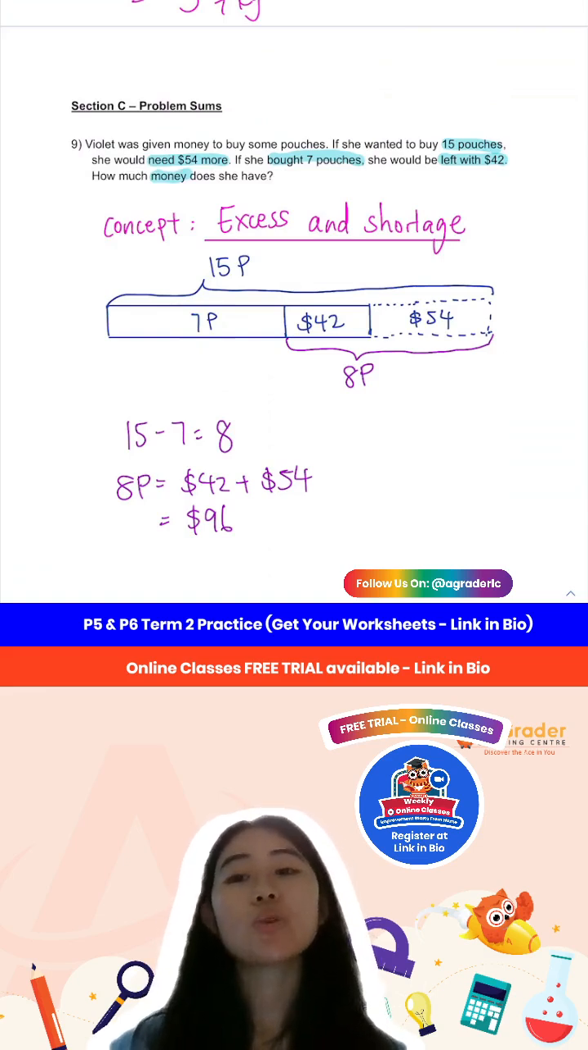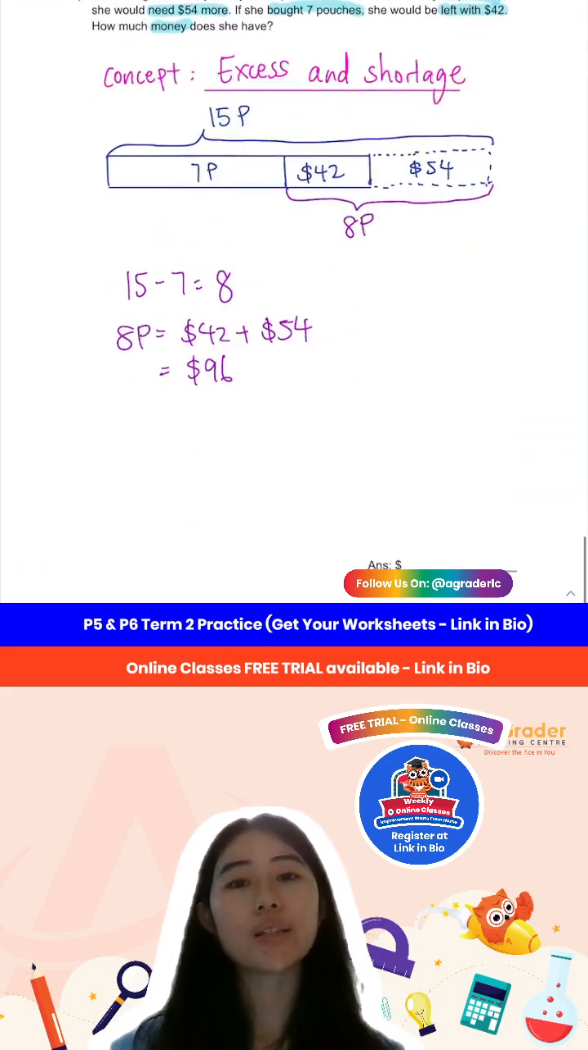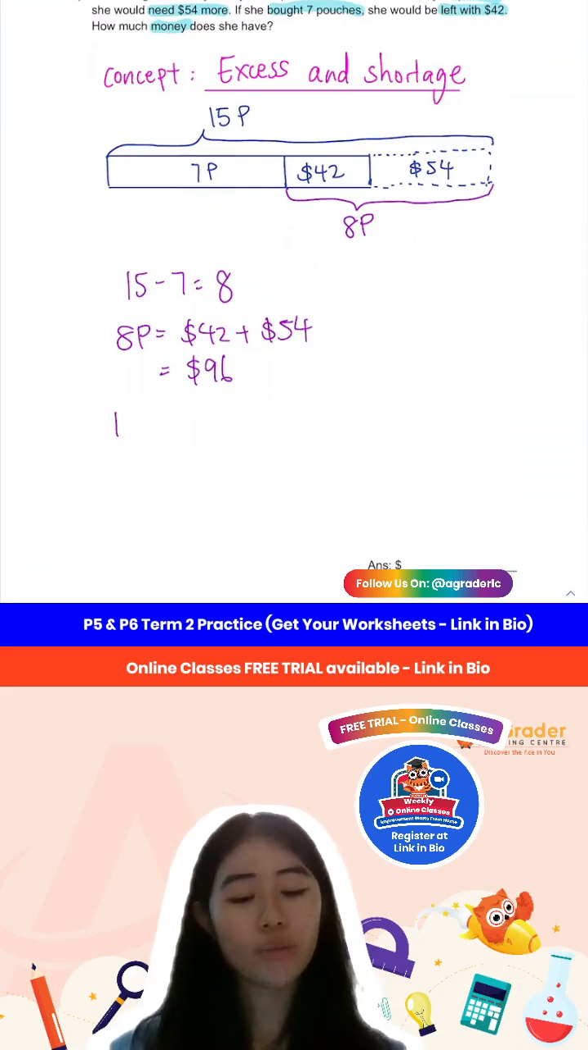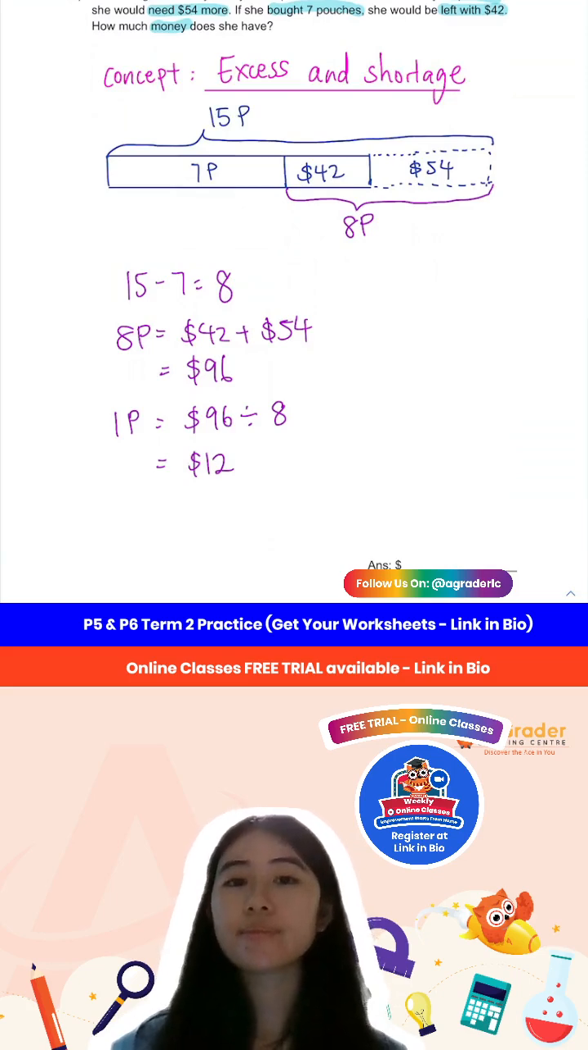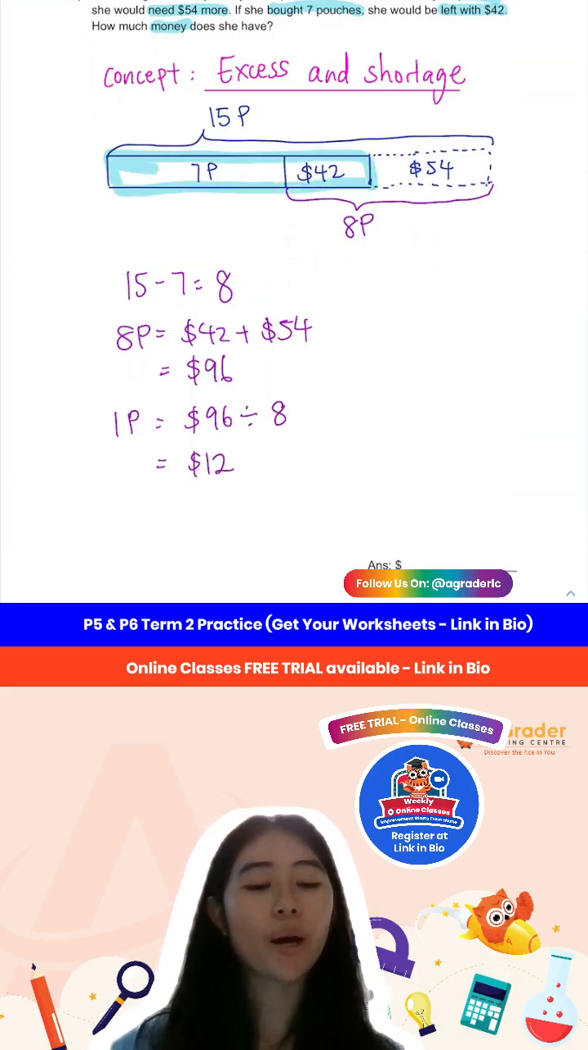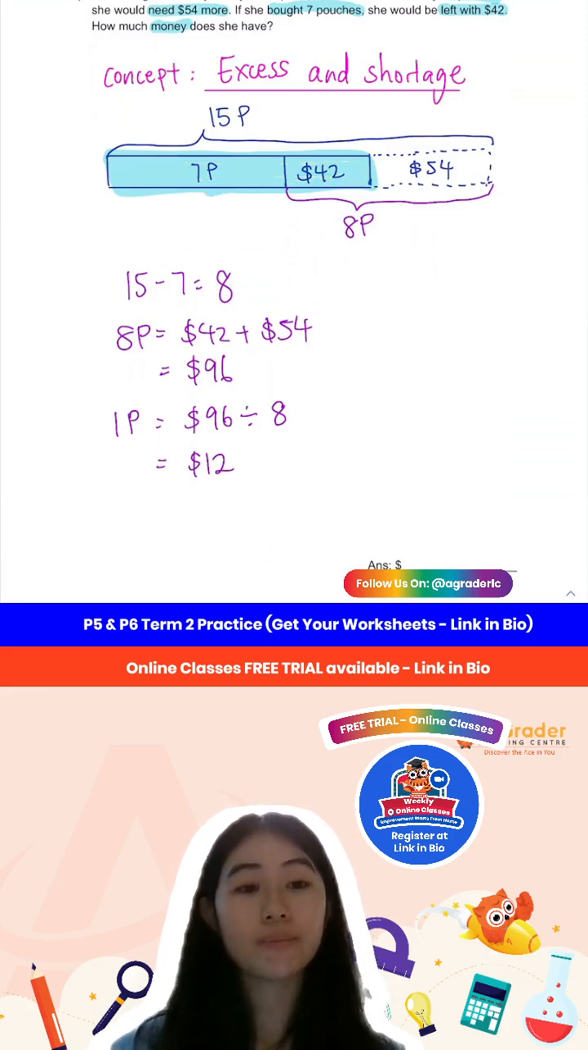Okay, so once you find 8 pouches, you are then able to find 1 pouch, right? You treat it as if it's just units. So you can find 1 pouch by dividing by 8. So your 1 pouch is $12. But they're not asking you for 1 pouch, they're asking you for how much money she has. So you need to look at the model again. Only look at the bold part of the model. Remember that the bold part of the model is the money that she has.